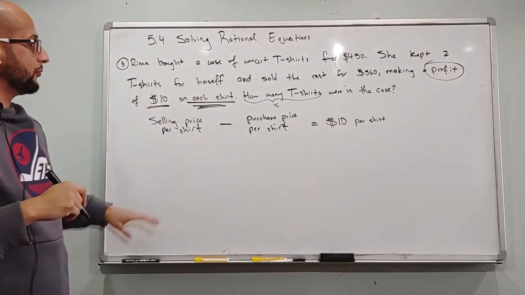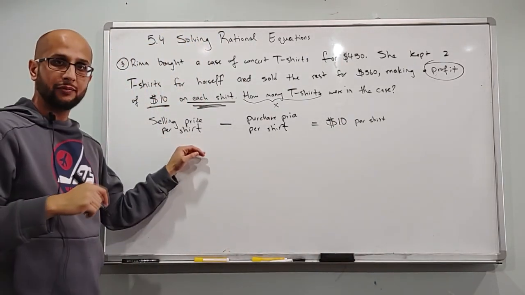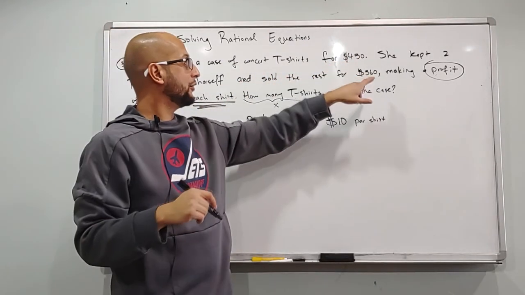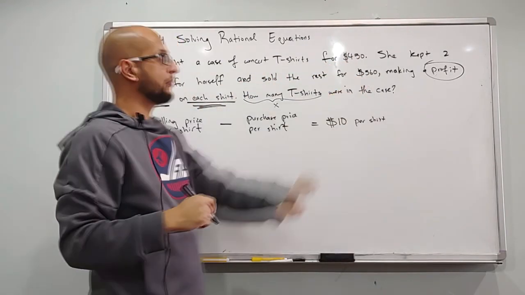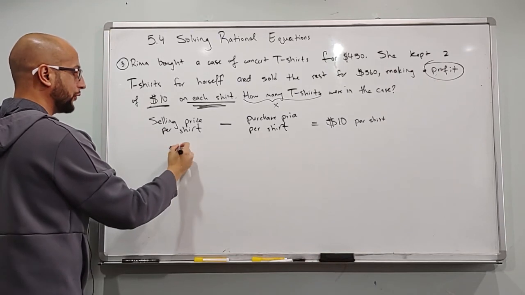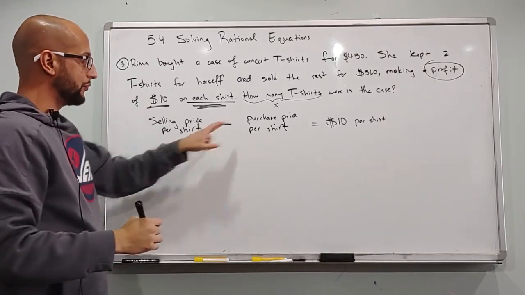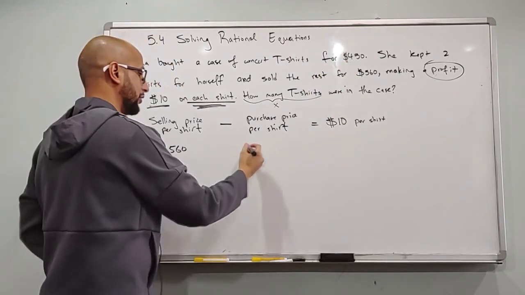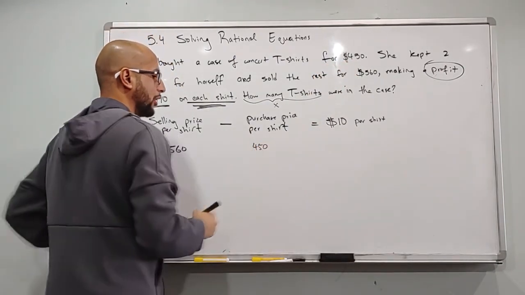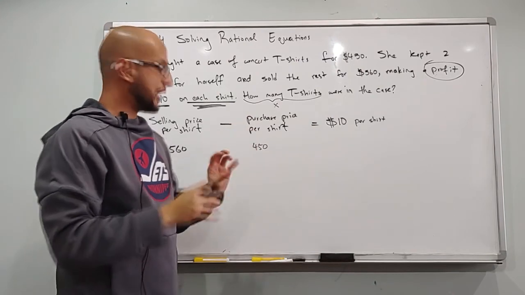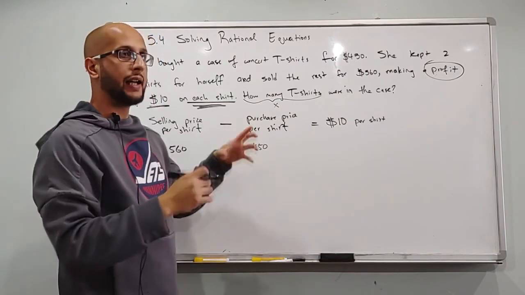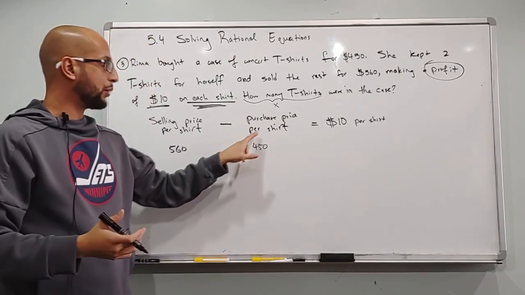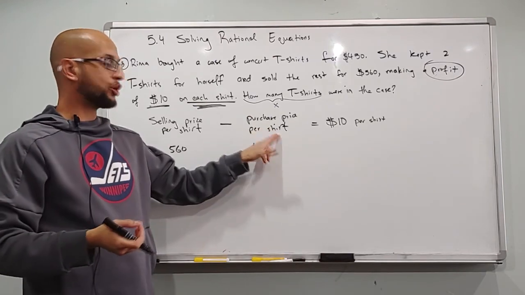Okay. I know the selling price. The total selling price is $560. So I know the $560 is a part of this. The purchase price for all of the shirts is $450. Now this is where you have to be able to take the total amount and identify how to convert it to be a per unit value. This is a per shirt value.